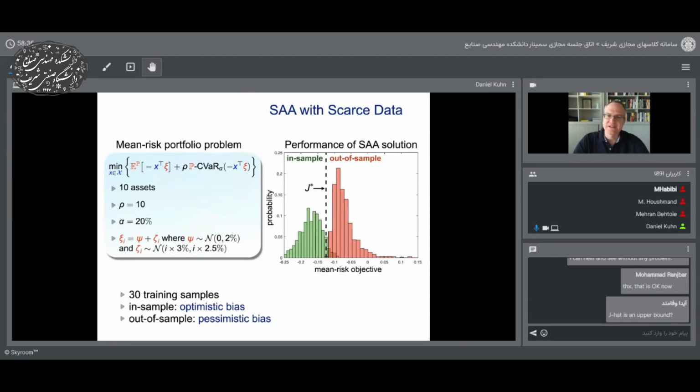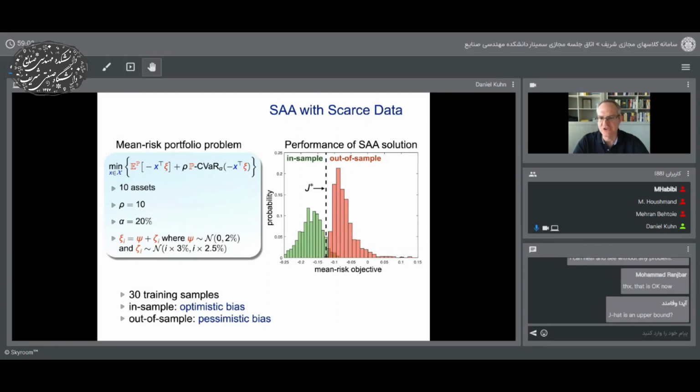Now let's look at an investor who would like to solve this problem. And let's assume this investor has 30 training samples. So we have observed asset returns over 30 months in the past, and that's the only information I have about the asset returns, say over the distribution of returns of the next month. So I could solve a sample average approximation version of this problem using these 30 training samples.